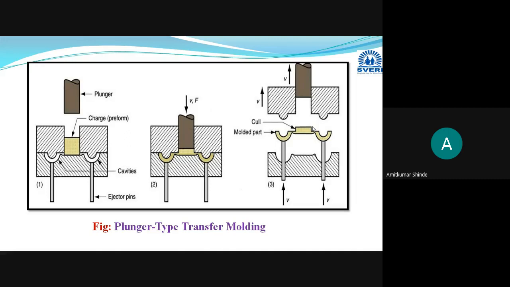Hence, in this plunger type transfer molding process, the wastage of the material is small and scrap will be less. Wastage of the material is less, scrap will also be less. And the final machining operations required are very minimal here as compared to the pot type transfer molding process. Okay, so this is the plunger type transfer molding process and its comparison with the pot type transfer molding process.